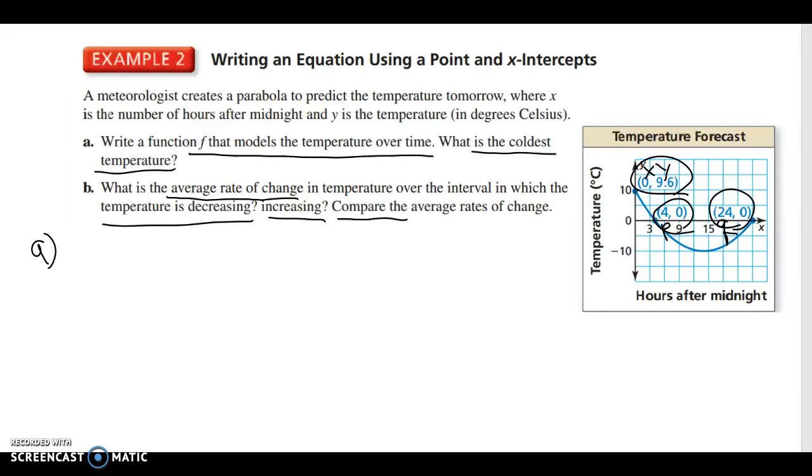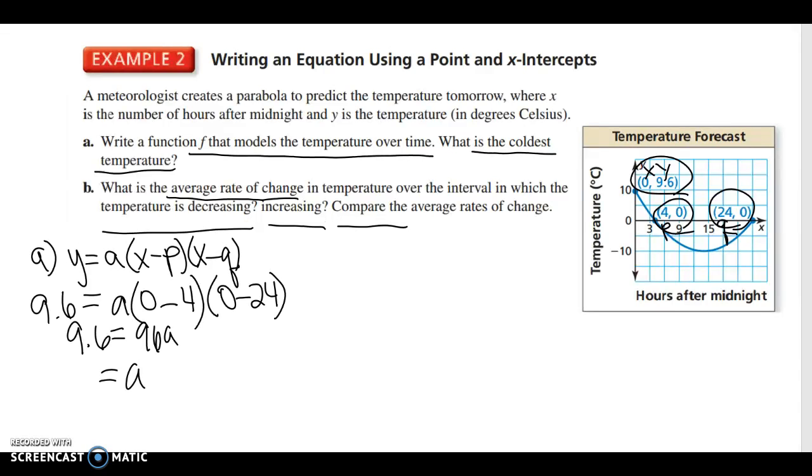So for part A, we'll solve for A using the equation x minus P times x minus Q. I plugged in my x, my y, and my P and Q, and I'm solving for A, and you should get 0.1 for A. So then I can write my function that models this. We'll have f of x equals 0.1 times (x - 4) times (x - 24).